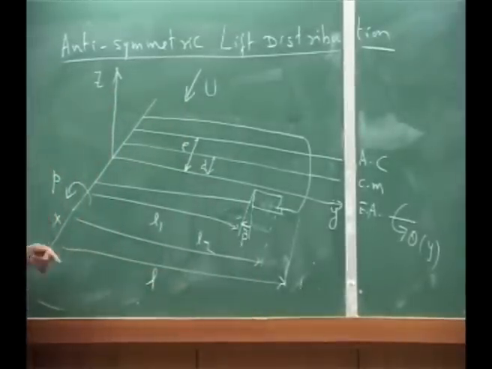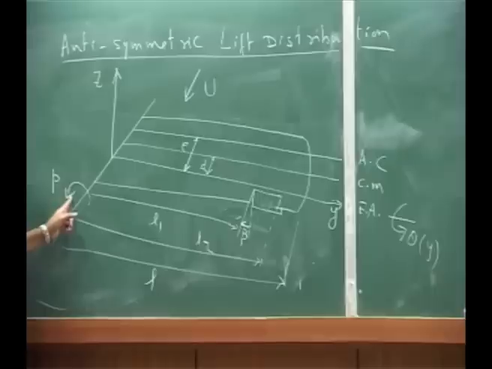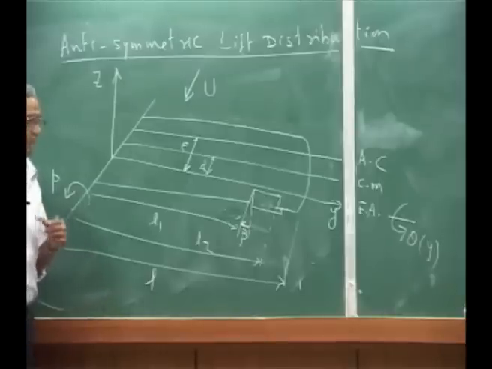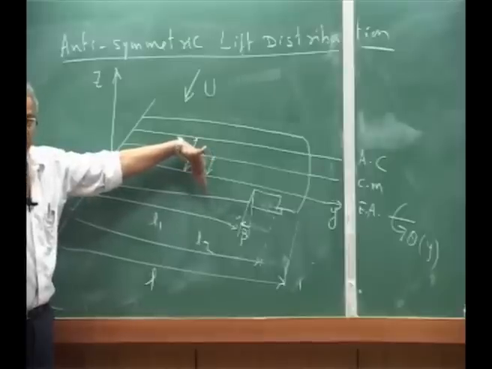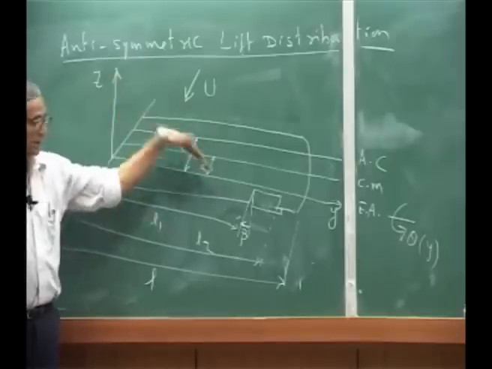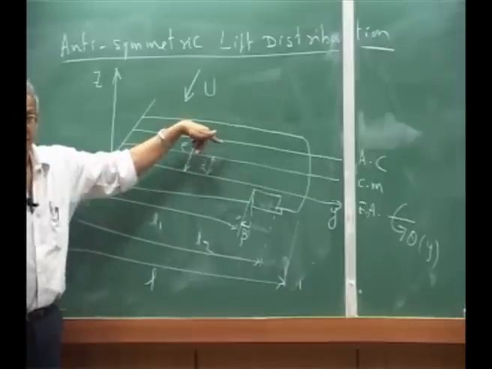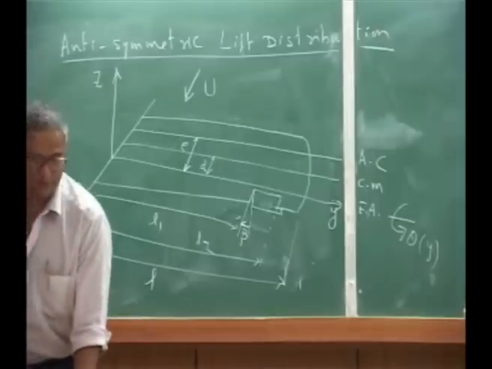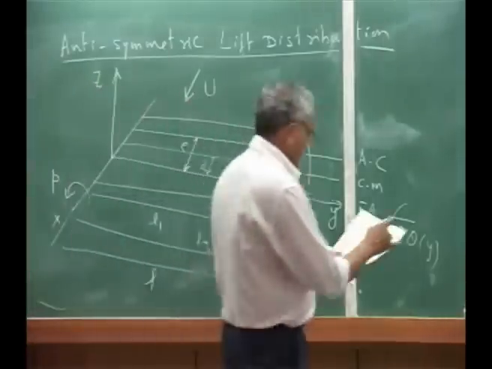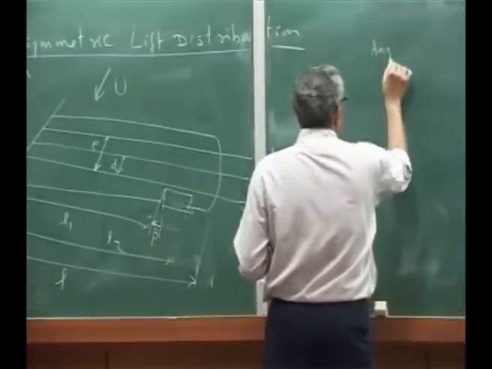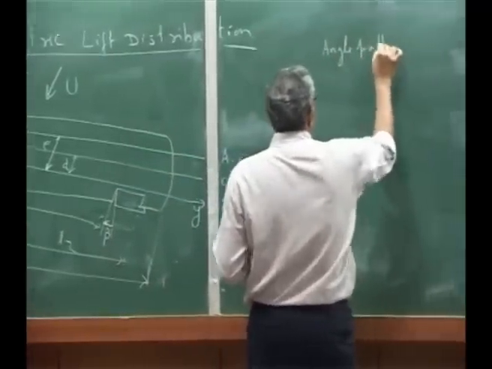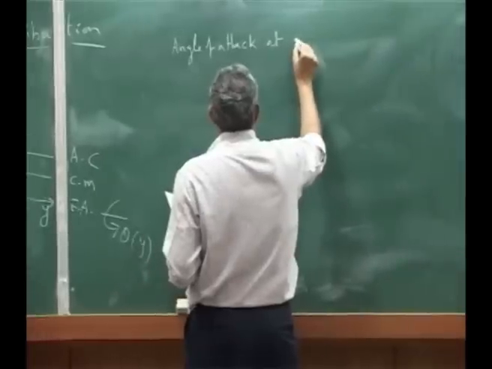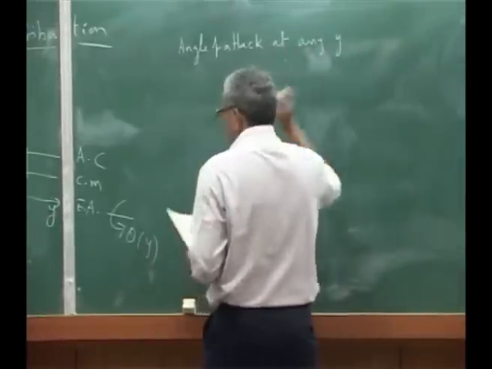And another important point is, because of this P, this is the roll rate. What happens? The wing is going to go up, which means I am going to get a normal component of velocity on the wing, and that will change my angle of attack. Okay. So I will have my angle of attack, if I want to write how angle of attack at any y. Okay.